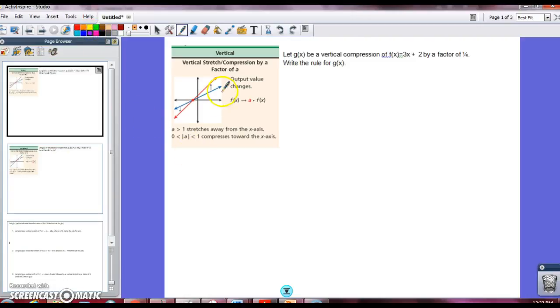And here's the idea. When you stretch or compress in the vertical direction, this is the rule: you're just taking that entire function and multiplying it by that factor. Okay, so in this example, our function is f of x is equal to 3x plus 2. And it says we're going to do a vertical compression by a factor of 1/4. Okay, so all that means is I'm taking f of x and I'm multiplying it by 1/4. So 1/4 times f of x.